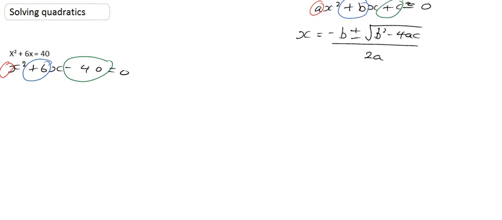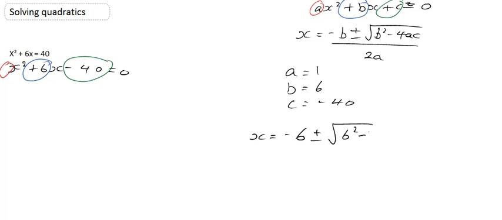Now, if someone had said that to me, I'd have gone, right, so looking at this, a equals 1, b equals 6, c equals minus 40. Right, so I've got numbers for a, b and c in this formula. Let's substitute in. x equals minus 6 plus or minus the square root of 6 squared minus 4 times 1 times minus 40, all divided by 2 lots of 1.